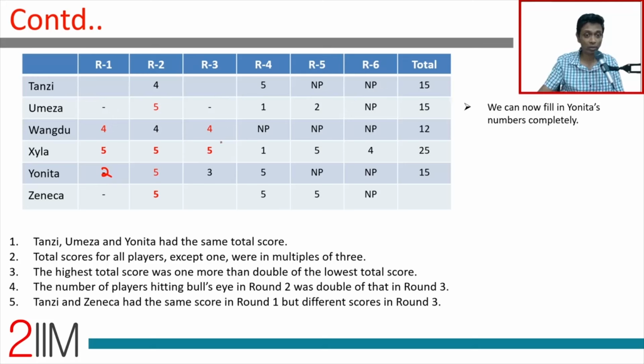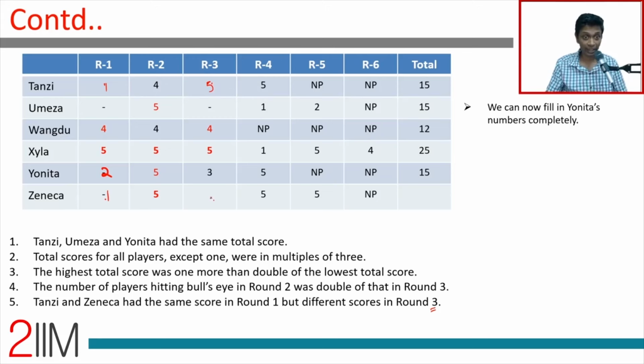Right. There's only 1 more bullseye here. Tanzi and Zeneca had the same score in round 1, but different scores in round 3. So if this were 5, this will not be 5. This will be different. Whereas these 2 should be equal. And so if this were 5, this should be 1. Then this cannot be. This has to be 5. That condition will be violated.